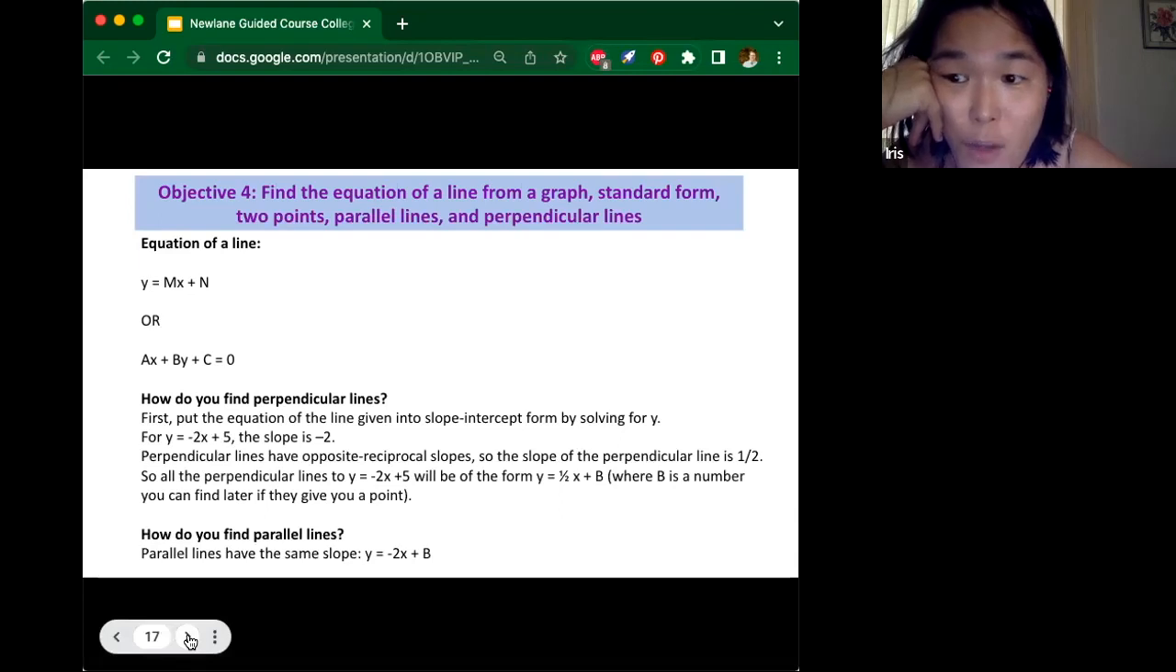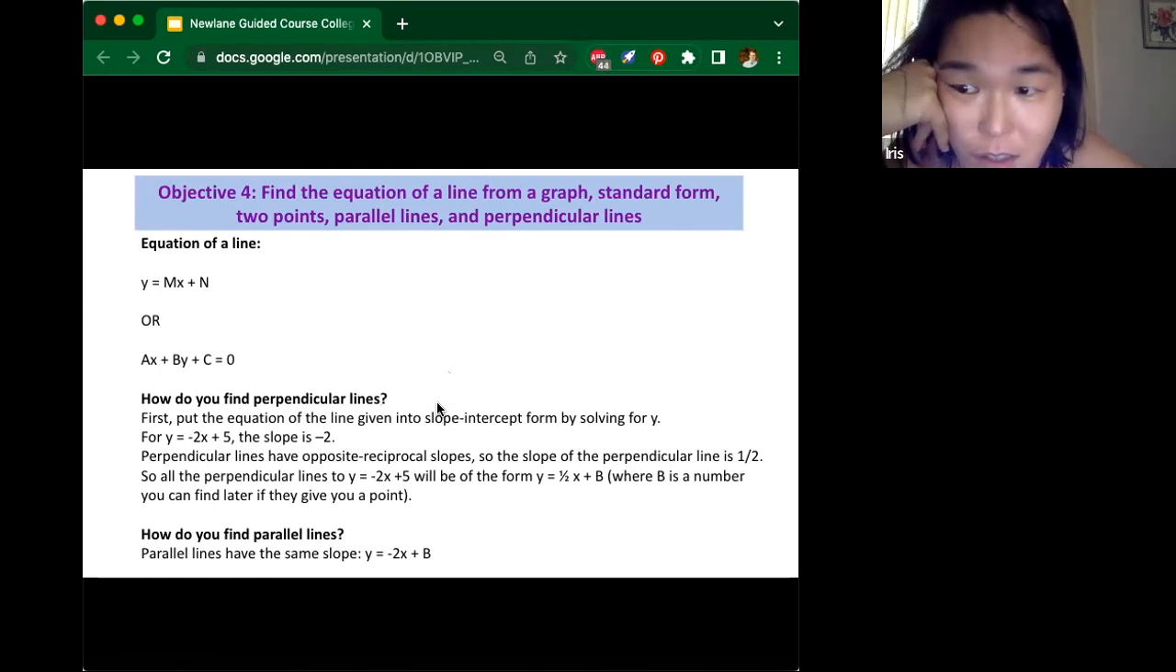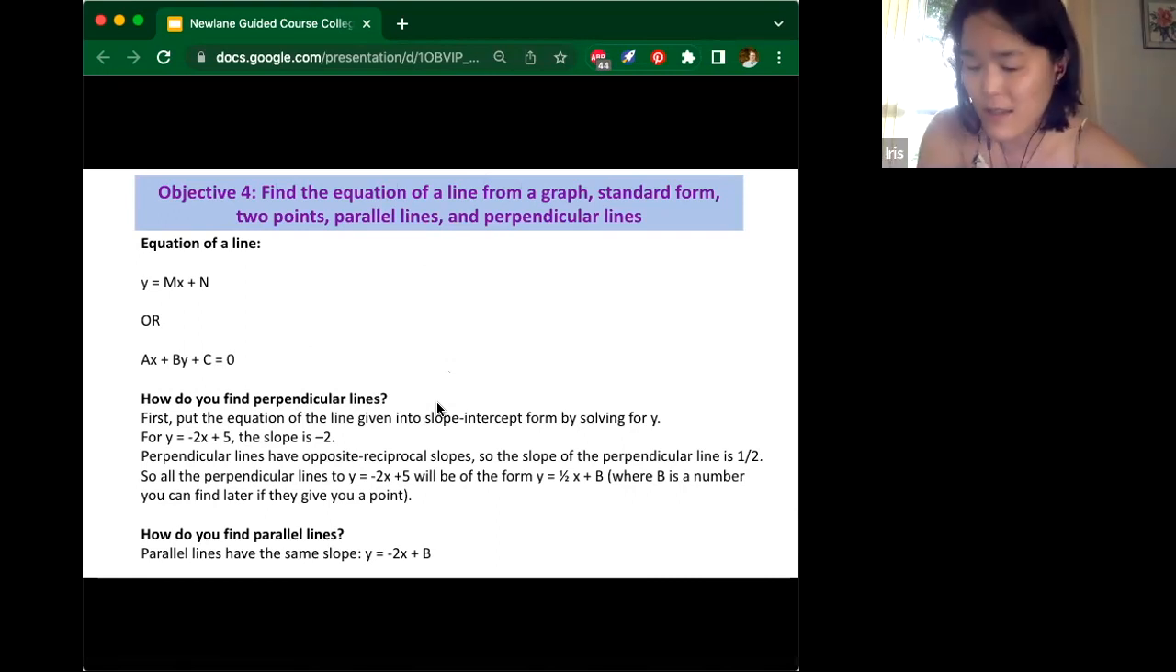So for the next objective I chose: find the equation of a line from a graph, standard form, two points, parallel lines, and perpendicular lines. This objective is going to talk about lines and equations of lines. It's going to be important because one of the functions in the final project, I think, is a linear equation. It's a line equation.